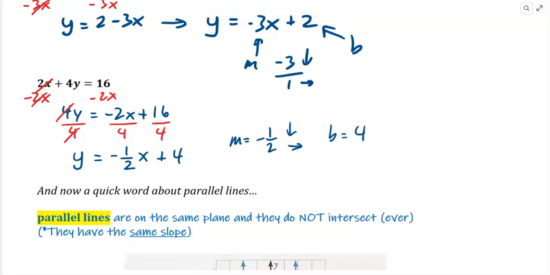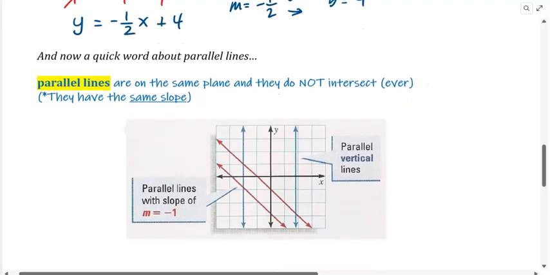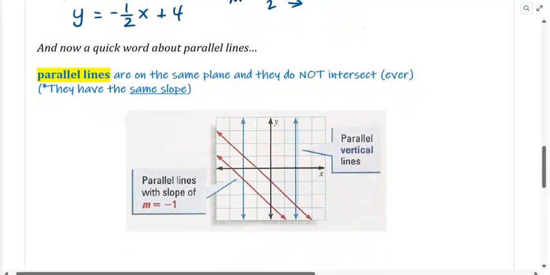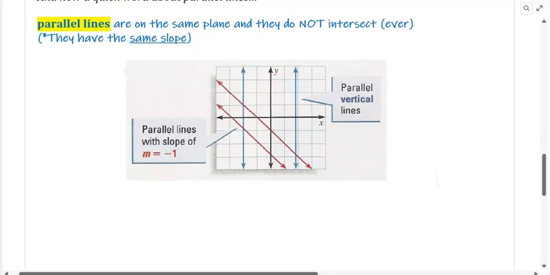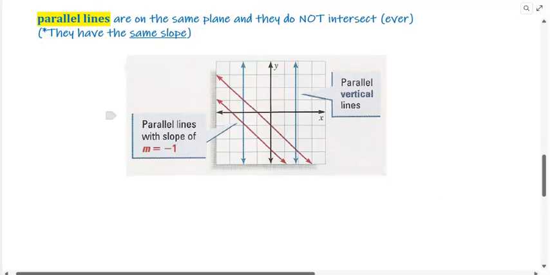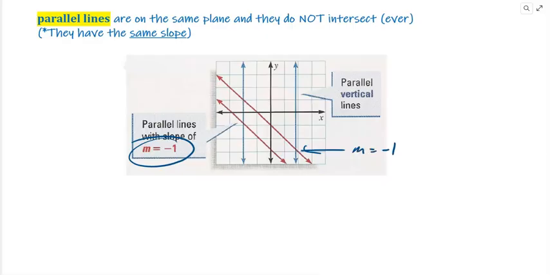All right, now a quick word about parallel lines. Parallel lines are on the same plane, and they do not intersect ever. They run the same distance apart all the time. So that means that they have the same slope. So if this line has a slope of -1, that means that this line also has the slope of -1. Right? Okay, so parallel lines always have the same slope, but they might cross the y-axis at different places.